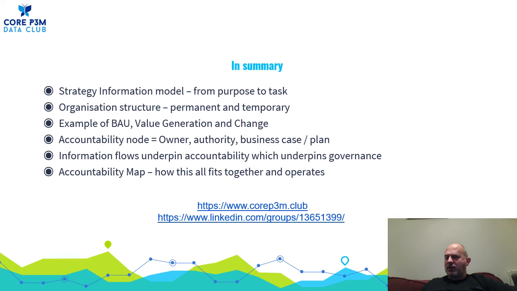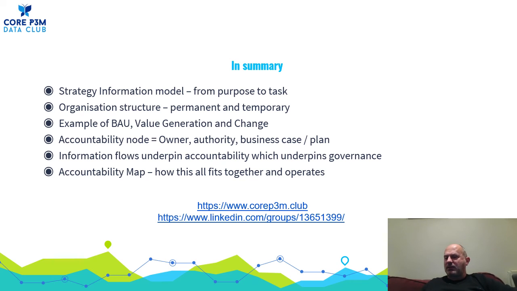In summary then, we introduced the strategy information model, the path from purpose through to task, and ultimately the things that we need to be accountable for. We introduced organization structure and the appreciation of having temporary and permanent organization units. We gave an example of an organization structure we've used in previous presentations and showed business as usual, value generation and change aspects to an organization.